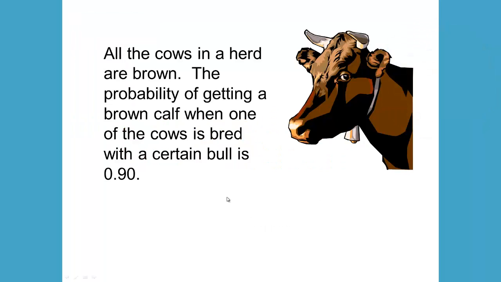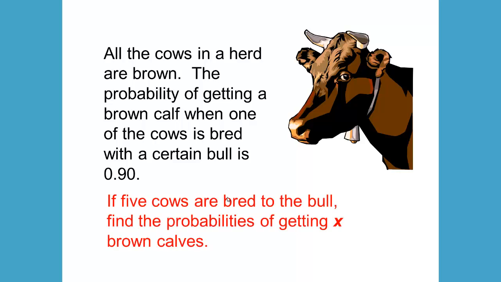To illustrate how binomials work, we have been using this example. All cows in a herd are brown. The probability of getting a brown calf when one of the cows is bred to a certain bull is 0.90. If 5 cows are bred to the bull, find the probabilities of getting X number of brown calves. And we're picking up in this third video looking at this problem, and now it's time to introduce that concept of being a binomial distribution.